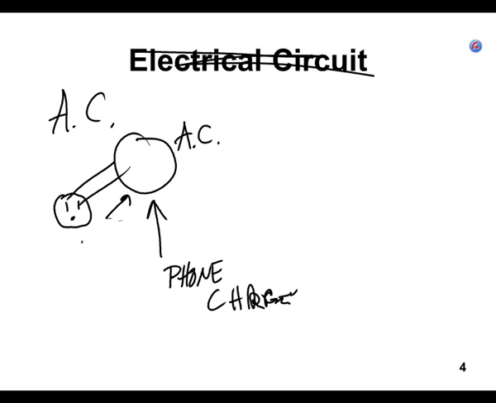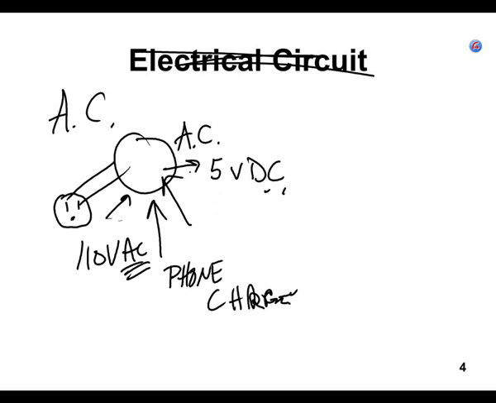The input to it is 110 volts AC, and the output is about 5 volts DC. So you've got to have something inside of this box that reduces the voltage from 110 volts down to 5 volts. And then you've also got to change it so instead of the electrons going back and forth, it just goes in one direction.